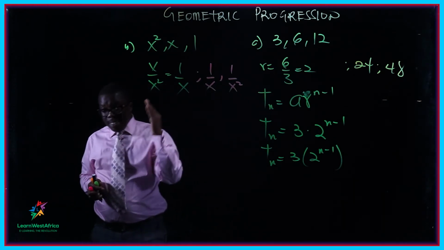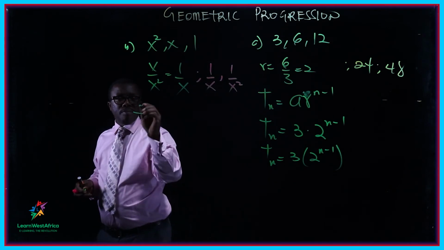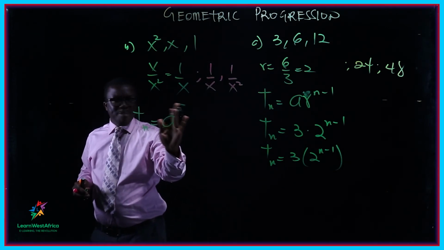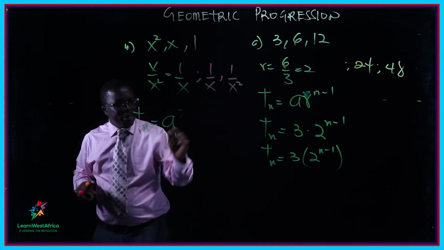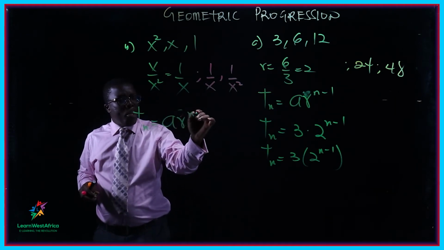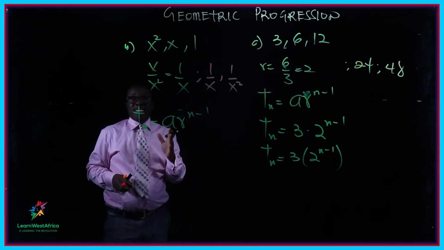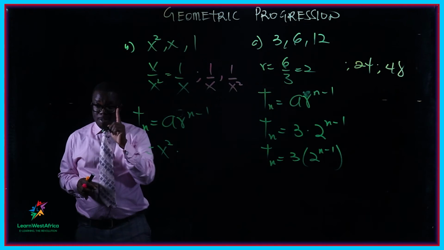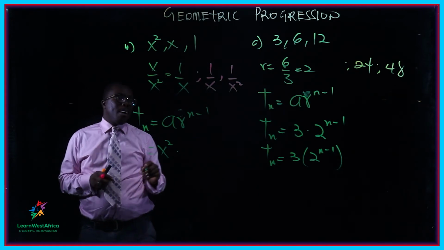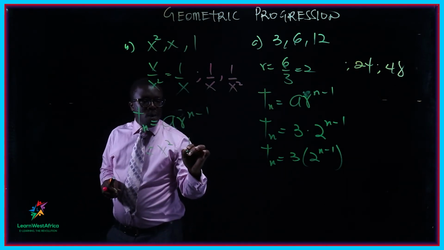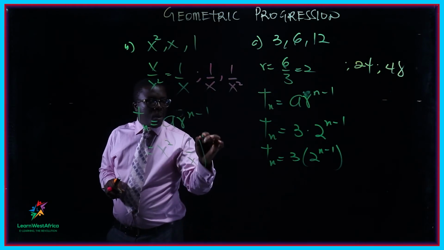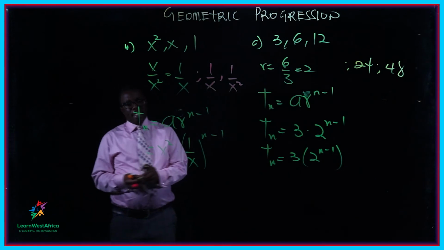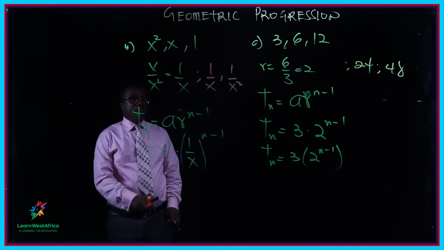So we go back and take the general term of a GP. Tn is equal to A r to the power n minus 1. Forgive me. So we take our first term, which is x squared, and put x squared here, times r, which is 1 over x, all to the power n minus 1.